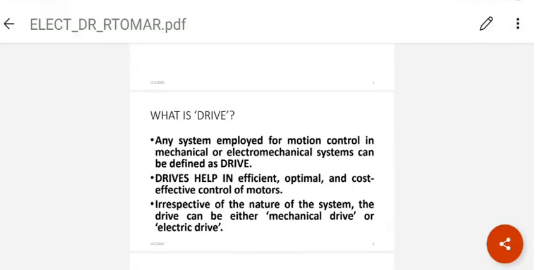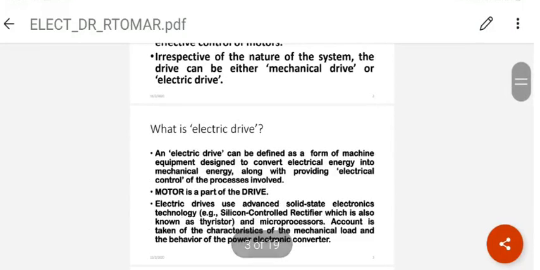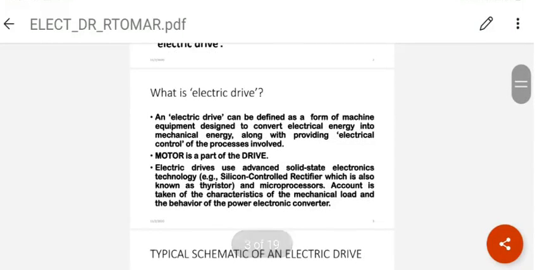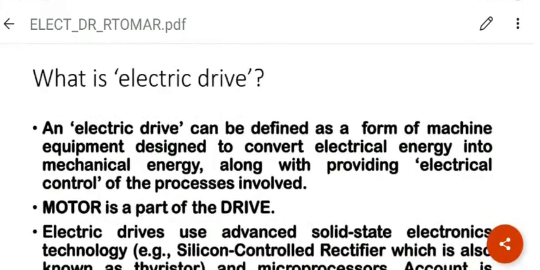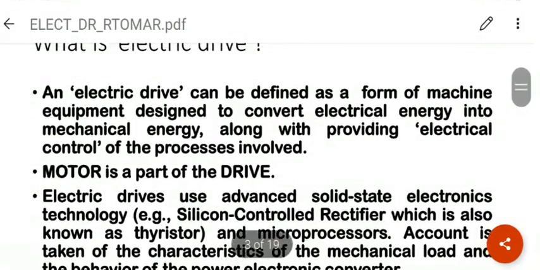That's what this slide tells you. Now, the trend right now is to include motor in the definition of the drive. Which is fine. The entire system is known as a drive in today's world, including the motor.